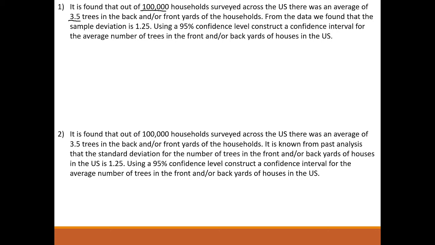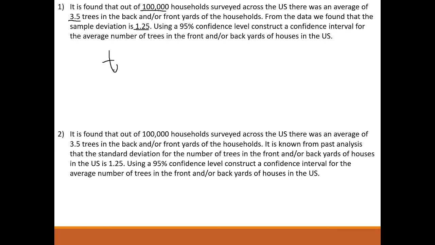From the data, we also found that the sample deviation is 1.25. So of these 100,000 households, the deviation of the number of trees is about 1.25. So using a 95% confidence level, find the average number of trees in the front and backyards of houses in the US. Well, in this case, this would be a case where we use the t-score.